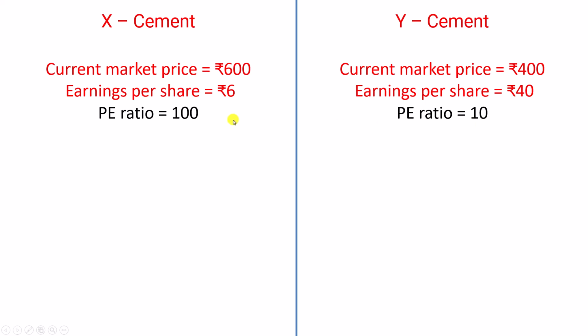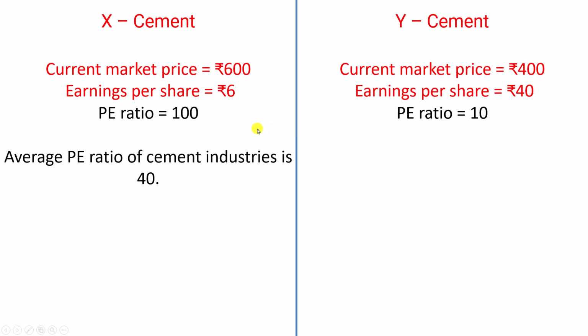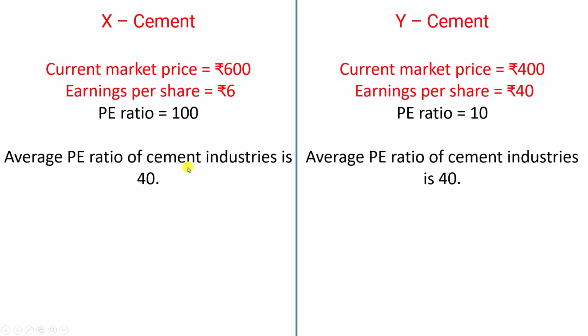Okay? Yes. Now, the current market price here is 100 times the earnings per share. And here, the current market price is 10 times the earnings per share, correct? Yes. Now, let us say that the average PE ratio of cement industries is 40.